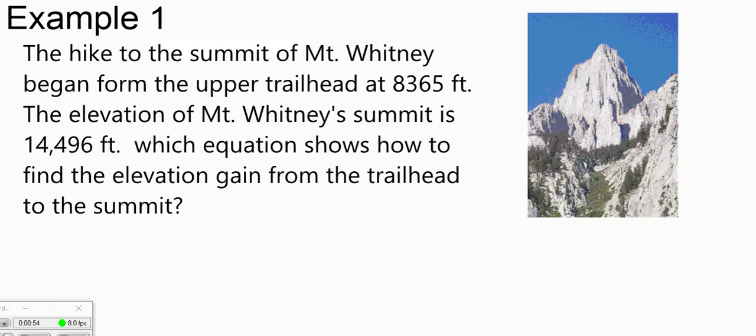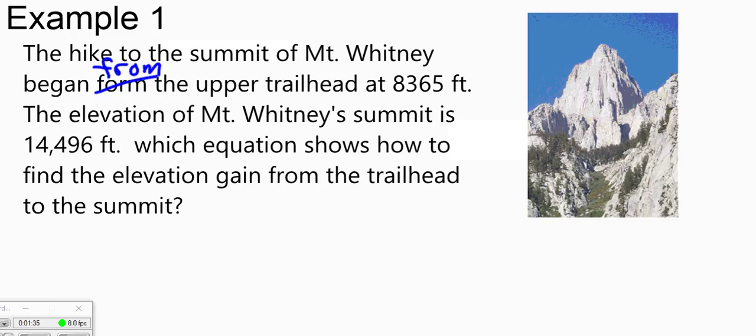So our example says the hike to the summit of Mount Whitney, which is what you're looking at in the picture there, began from the upper trailhead at 8,365 feet. The elevation of Mount Whitney's summit is 14,495 feet. Which equation shows how to find the elevation gain from the trailhead to the summit?